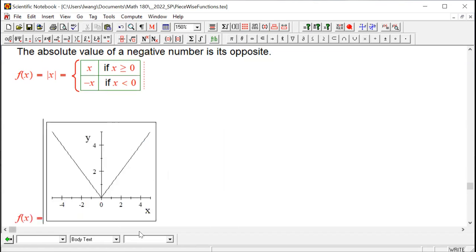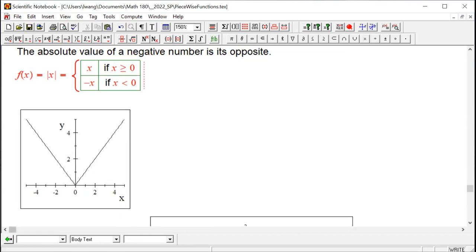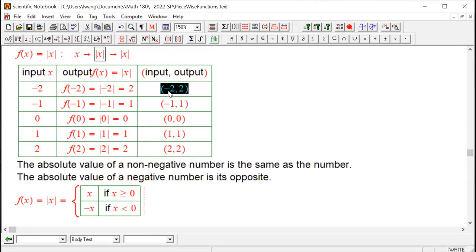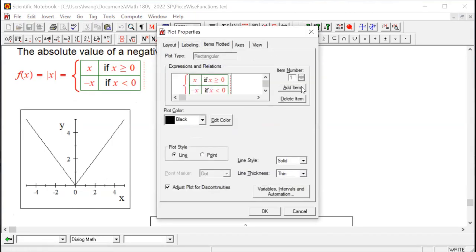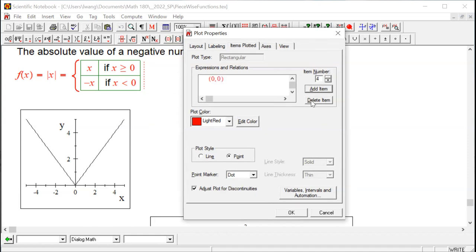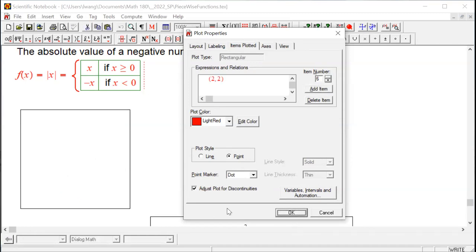And now I just bring back the graph. And of course, we can put the points in place. Okay, so let's put the points in place, right? -2, 2. Make it a red dot, right? So -1, 1. 0, 0. 1, 1, 2, 2. Okay, so this is the picture we have done before.